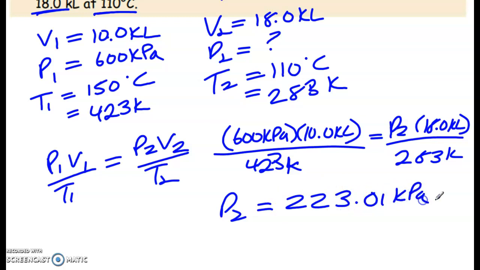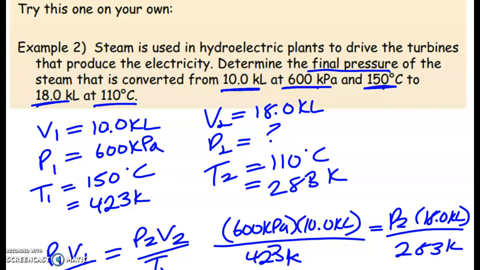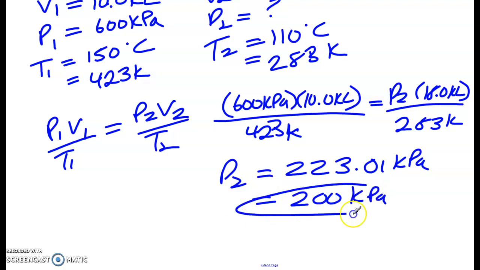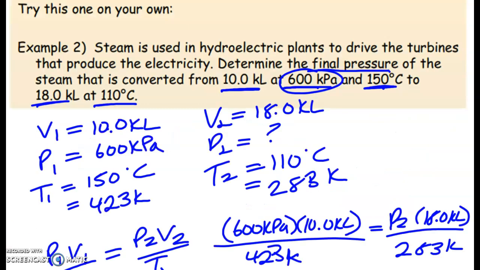223.01 kPa. And the sig figs should be 1, because 600 is the lowest, it's 1. So it's going to go to 200 kPa, right? It's closer to 200 than to 300. Okay, so that's the last part here.